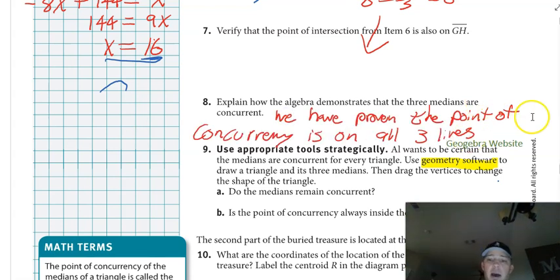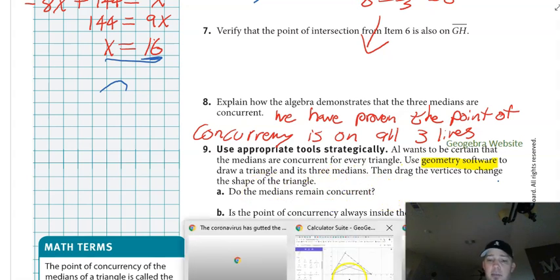Okay, so Al wants to be certain that medians are concurrent for every triangle. So basically, no matter what triangle you draw, there's going to be one point of concurrency where all three lines meet. Use geometry software to draw a triangle, its medians, then drag. Okay, let's go ahead and do that. We'll use the same software we did last time.